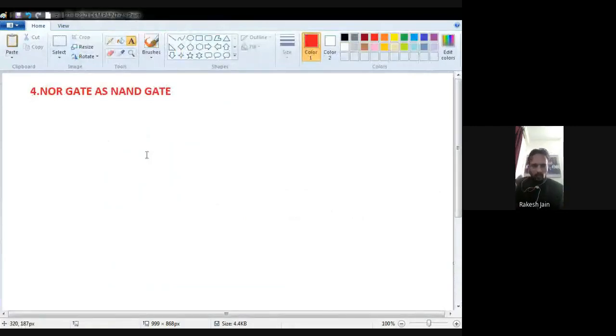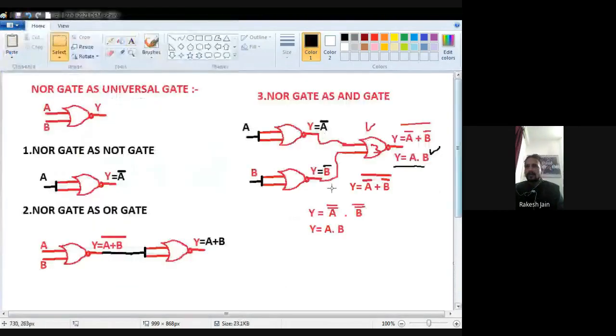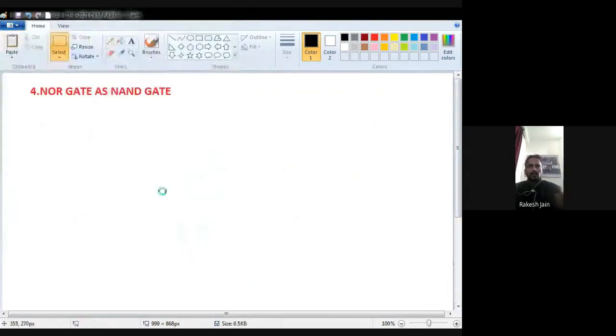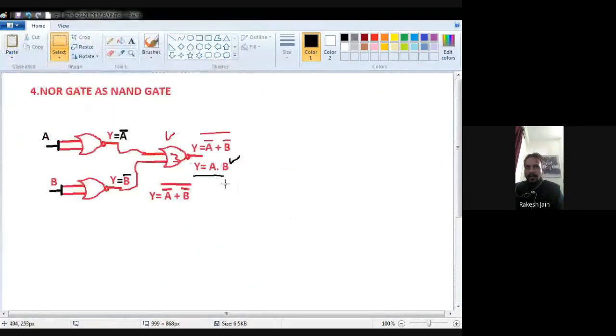First of all, we build a NOR gate as an AND gate, whose output will be converted into complement form, meaning NAND, right? So we just take the same circuitry, this NOR gate as an AND gate, and then just paste it here. So this one is what? NOR gate as an AND gate. Now I want NOR gate as a NAND gate.